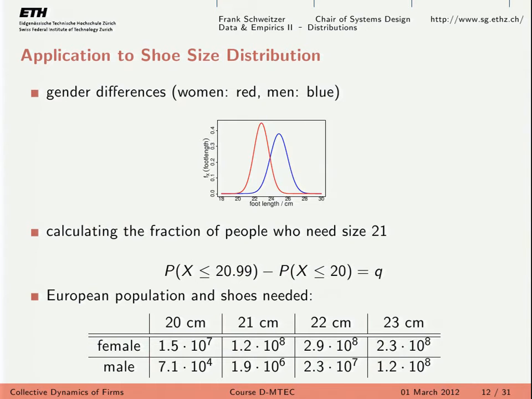So that means the cumulative distribution functions help us to give an upper estimation of how many pairs of shoes people in Europe need, right? So this is exactly the number of shoe pairs that we have to produce of a given size. Everything clear? Yes, very good.